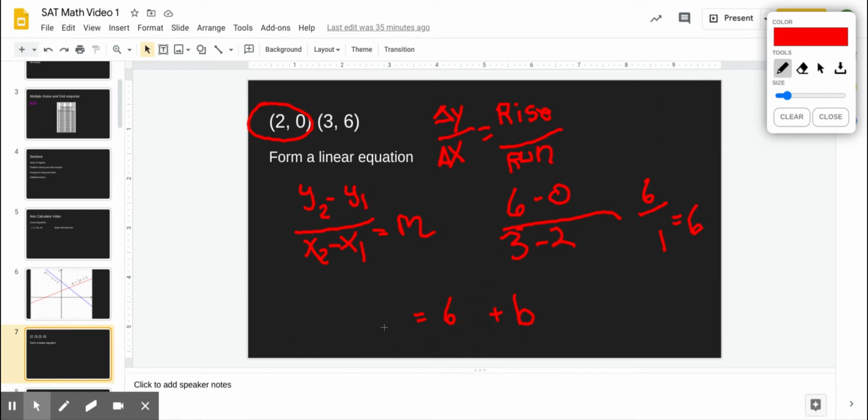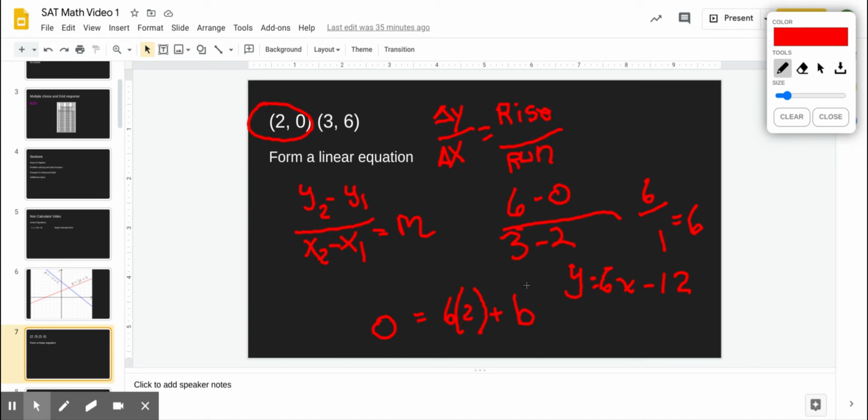Right? So it would be 0 is going to equal 6 times 2. Remember, parentheses is multiplication. So that gives us 12. So now we know that if we minus 12 on both sides, it'll be a negative 12. So the answer would be y equals 6x minus 12. Well, let's see if we're right.